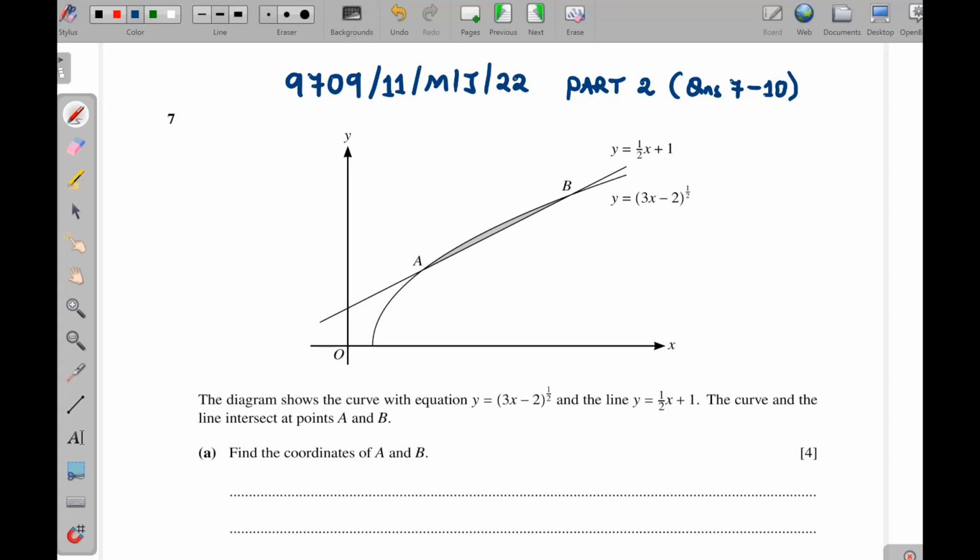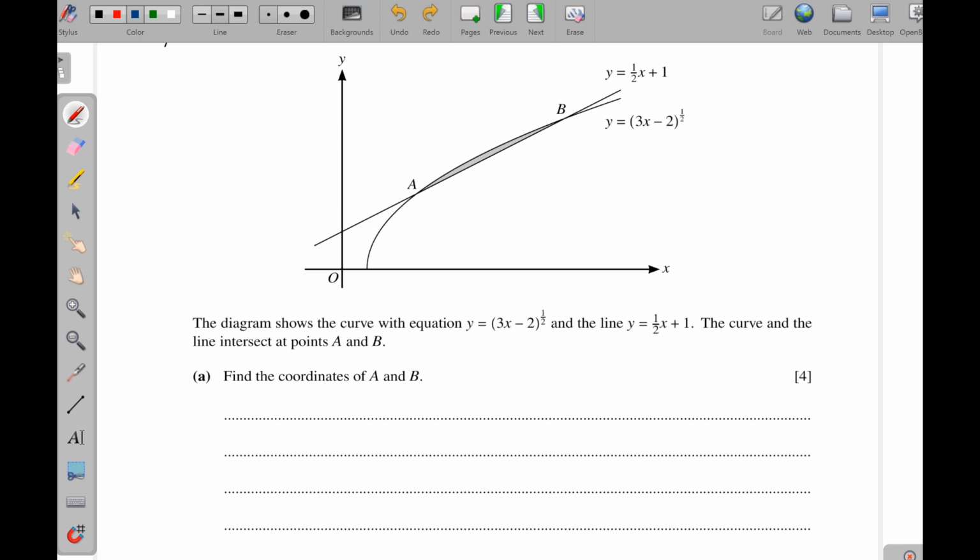Part 2, this is for questions 7 to 10. Question 7, the diagram shows the curve with the equation, this one here, and the line with this equation. The curve and the line intersect at points A and B. Find the coordinates of A and B. So here we are going to solve simultaneously.